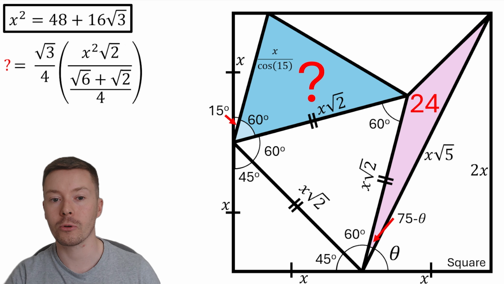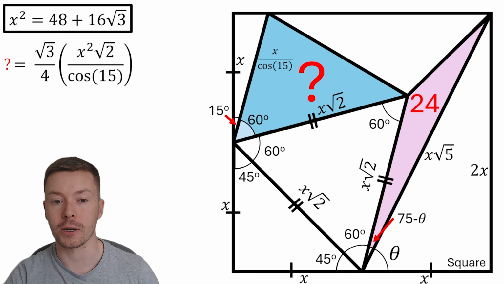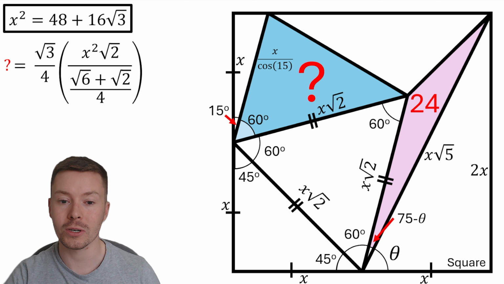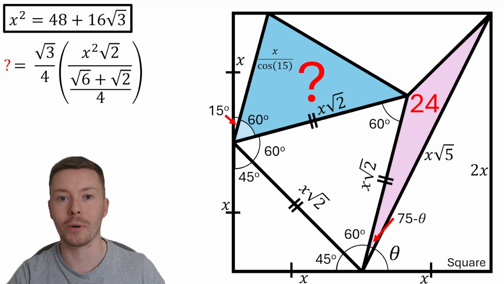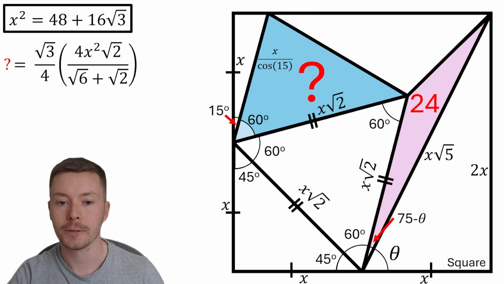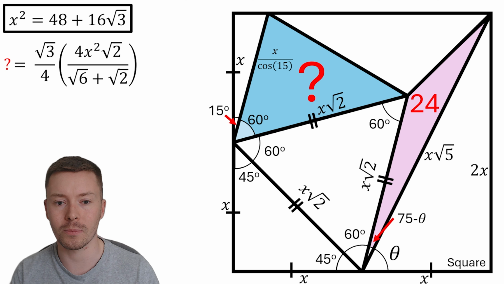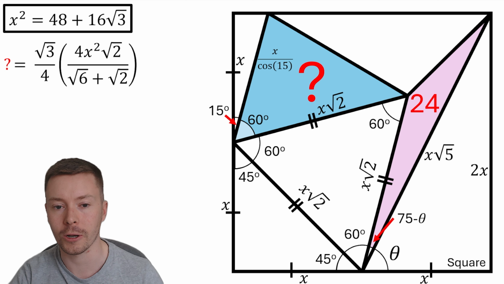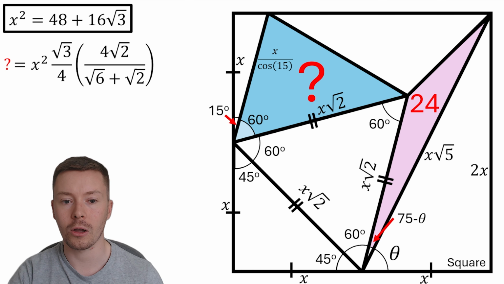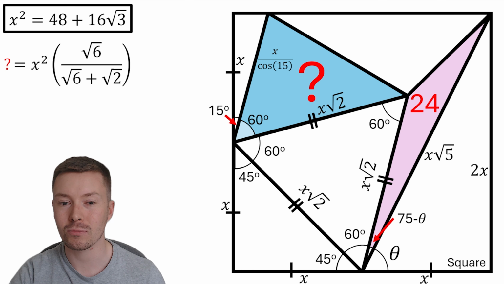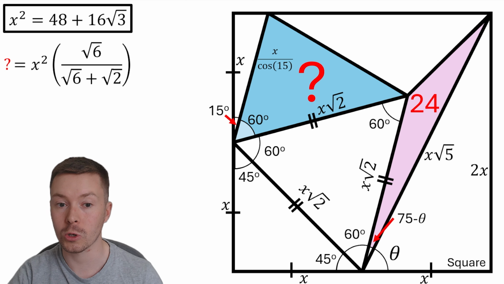And then from there, I'm going to replace the cos 15 with root 6 plus root 2 over 4. I'm then going to times top and bottom of this fraction by 4 to cancel out the denominator in the denominator. And then at this point, it's a little bit messy. Actually, I want the x squared to come out so that I can replace it with the 48 plus 16 root 3 that we found earlier. So I'm going to do that. I'm going to bring the other fraction inside the bracket. I'm going to get this root 6 over root 6 plus root 2.